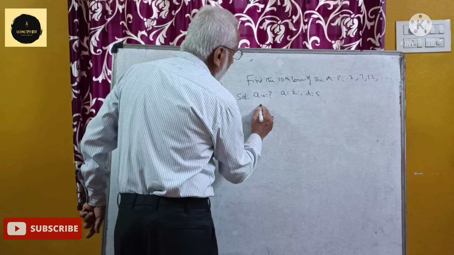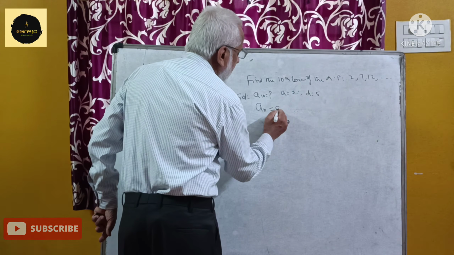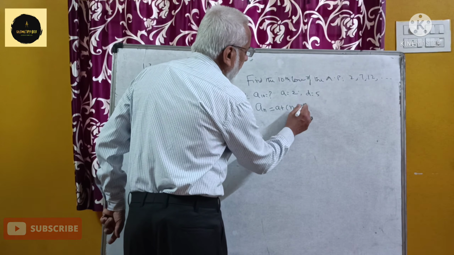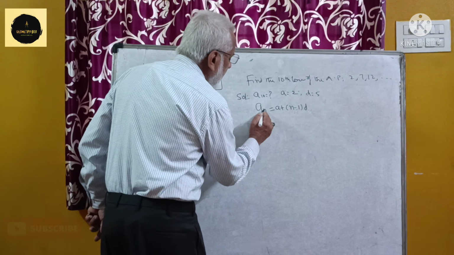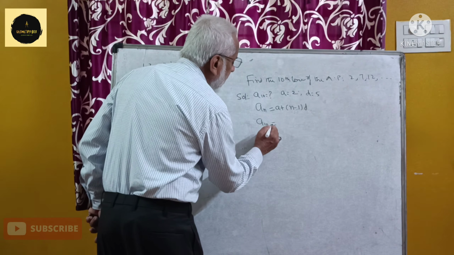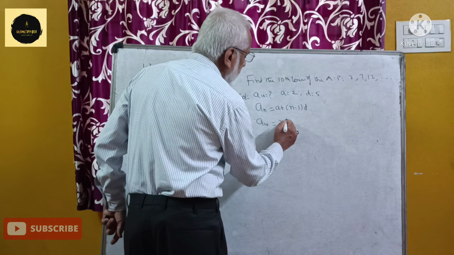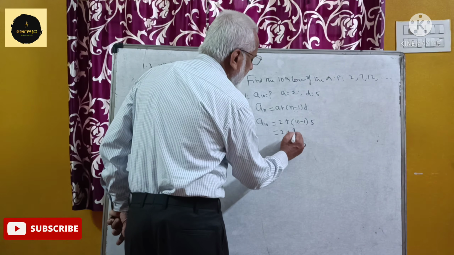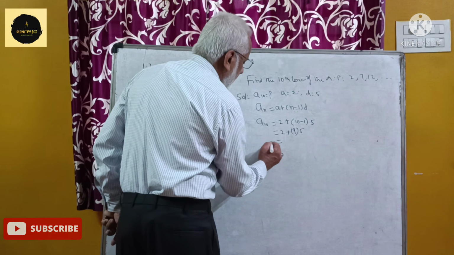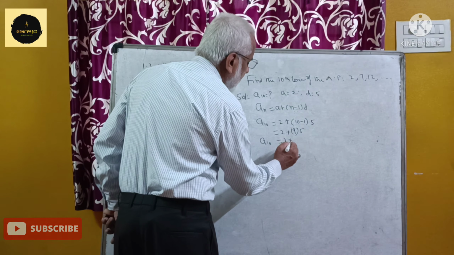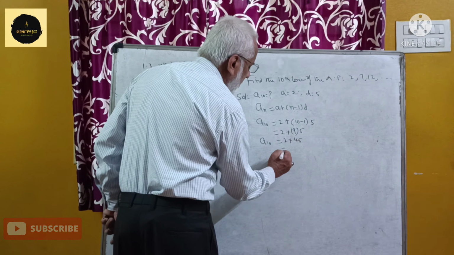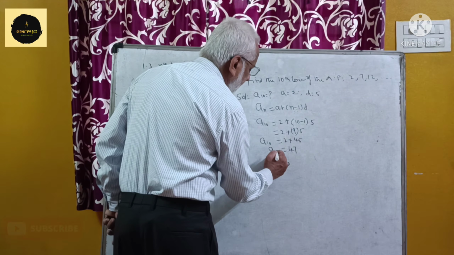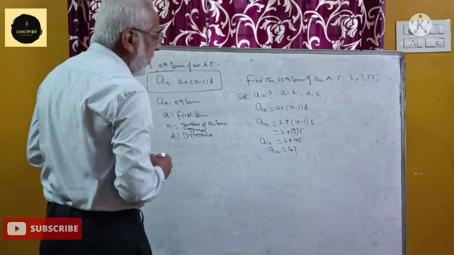Then write down the general formula of the nth term. An is equal to A plus n minus 1 into D. What do you have to find? A10. So in the place of n, you have to write 10. In the place of A, what you have to write? 2. Then n means 10, minus 1, into D means 5. 2 plus, subtract 1 from 10, how much you get? 9. 9 into 5 is 45. A10 is equal to 2 plus 45, how much? 47. And 47 is nothing but the 10th term of the AP.